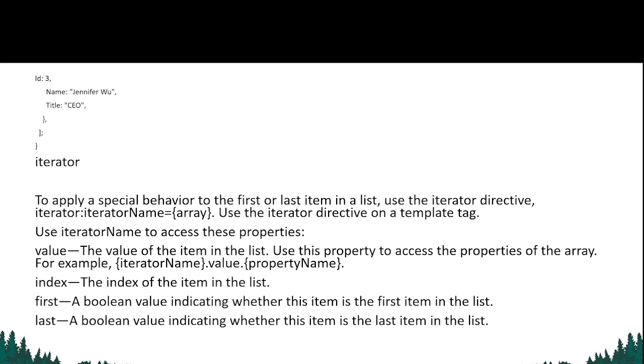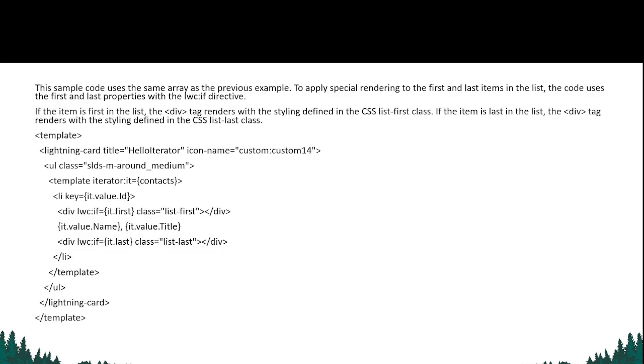Here now we have the different iterators. Now if we want to apply something different or iterative in nature to the array, you use the iterator directive on a template tag. For using the iterator name, I have different properties: the value, index, first and last. The value is the item in the list, which provides access to the properties of the array. Then we have the index of the item. Then the first value is a boolean value indicating which item is the first item in the list. And the last one is a boolean value indicating whether this item is the last item in the list.